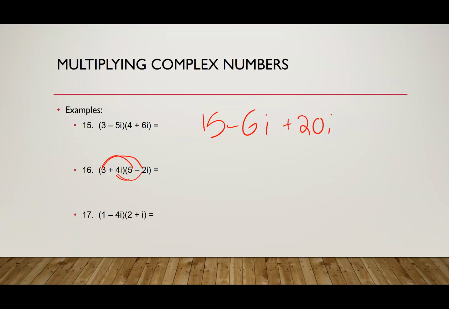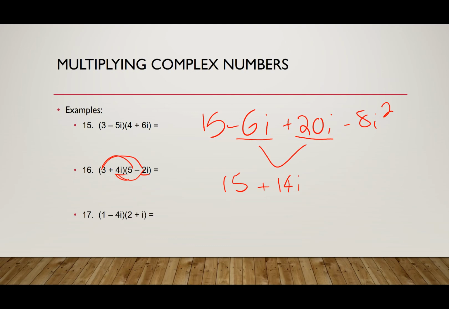And then 4i times negative 2i. 4 times negative 2 is negative 8. But remember, i times i makes i squared. So two things I'm going to do here at the same time. I'm going to combine these terms, negative 6 plus 20, which is 14, so it's going to be 14i.